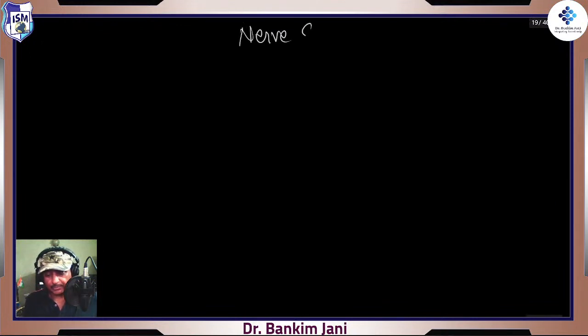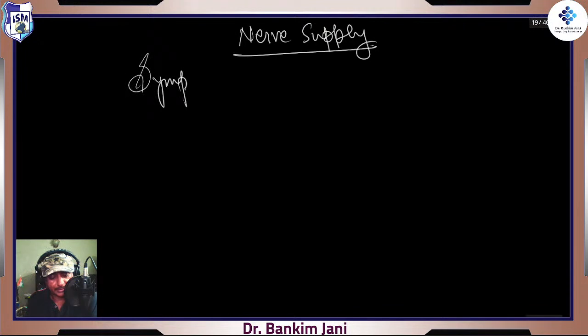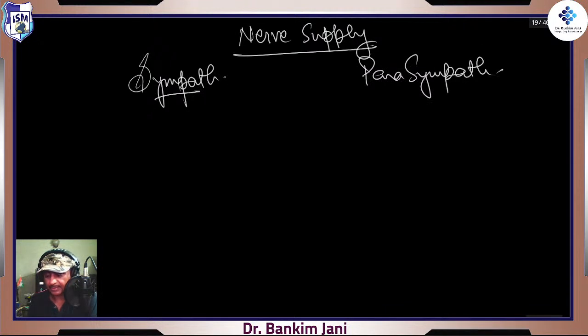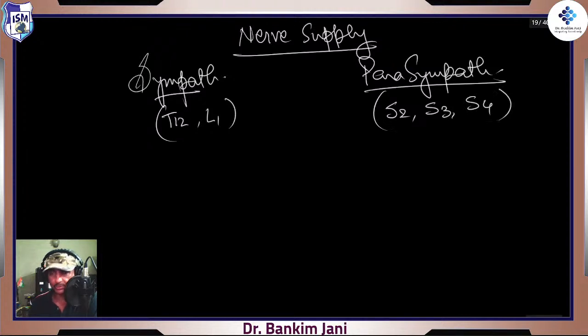So regarding the nerve supply, we need to know two things in this. One, that sympathetic and the parasympathetic plexus and the parasympathetic supply, right? T12, L1, right? And over there, standard S2, S3, S4. Right from the beginning, we are using these values, S2, S3, S4. Here also, it is no different.